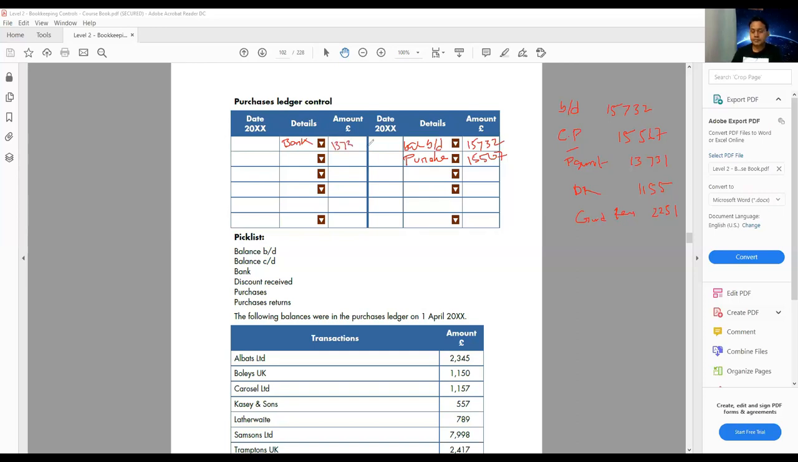13,731. And the next one is discount received. If I receive a discount from my supplier, that will also reduce my liability. So that will also come on the debit side. So discount received, it will come 1155. And we have a purchase return, that is goods return. So purchase return also comes on the debit side. That is 2251.